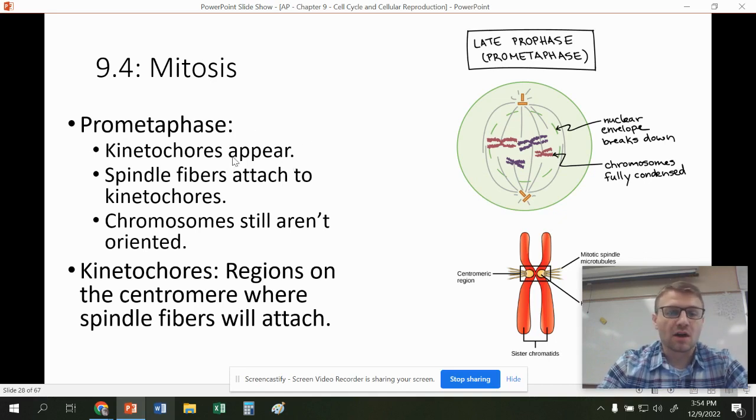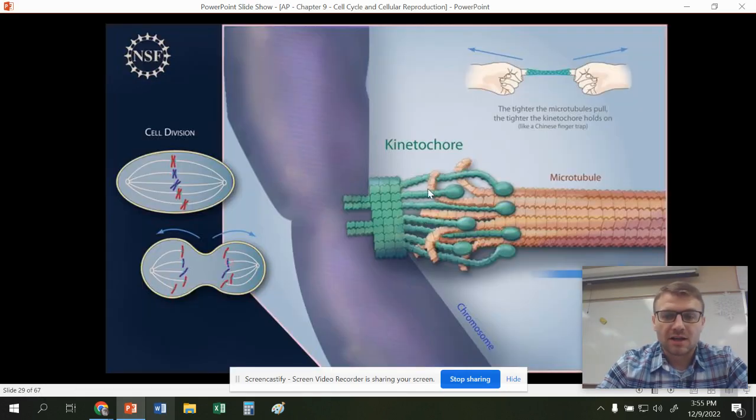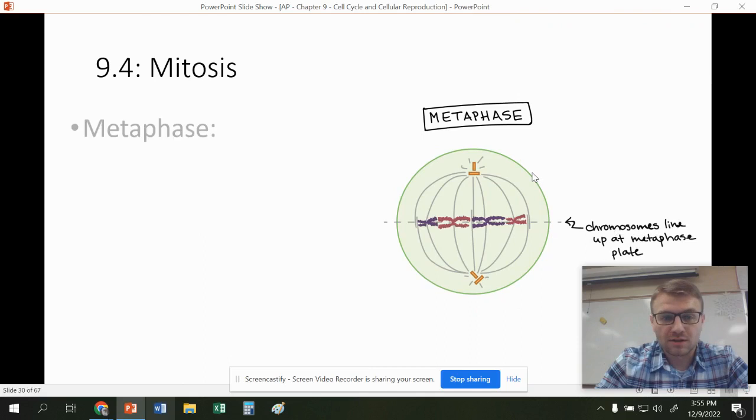Prometaphase, kinetochores appear. These are protein regions around the centromeres of the chromosomes. The kinetochores are where the spindle fibers are going to attach. You can see here spindle fibers, otherwise known as microtubules. This is where they attach. The chromosomes are still not oriented. They're just kind of randomly within the cell. Kinetochores, just like I said, are the regions around the centromeres where the spindle fibers are going to attach. All right, here are the kinetochores. You can see they're interacting with those microtubules. They're what's going to pull the chromosomes apart.